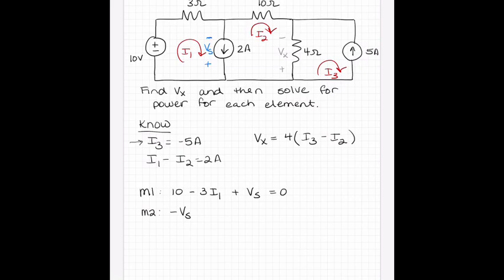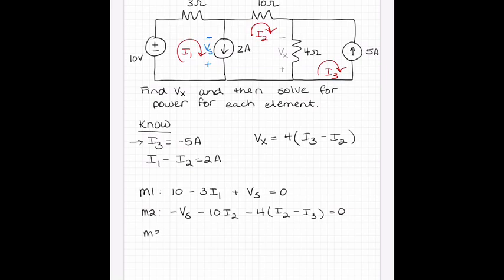Minus Vs. Coming around to the 10 ohm resistor, I'll subtract 10 times I2. The 10 ohm resistor is on the outside of a mesh, so it only sees that one current. Coming around to the 4 ohm resistor, forget about Vx. I'm writing the technique. I'm going to subtract 4 times I2 minus I3. And that sums to 0.